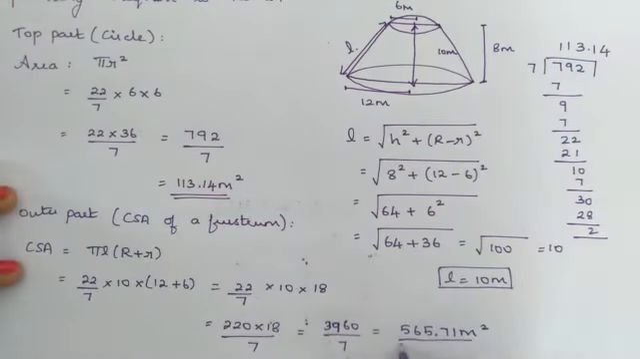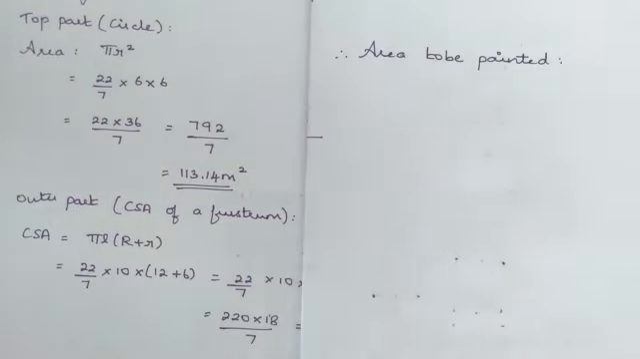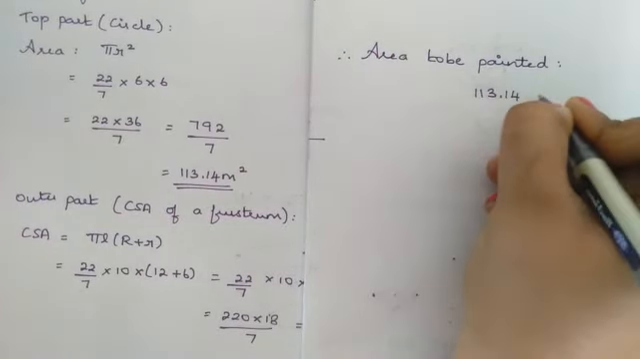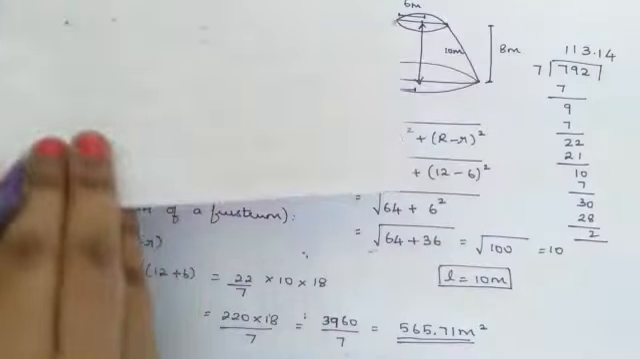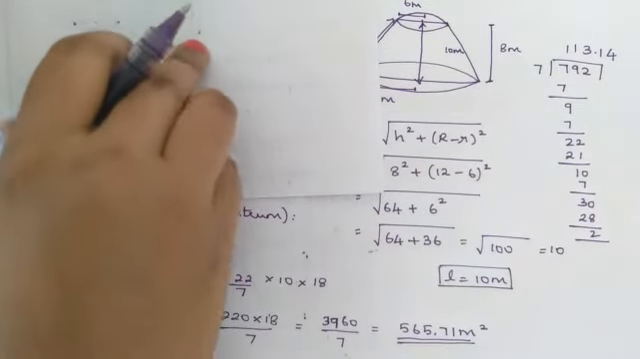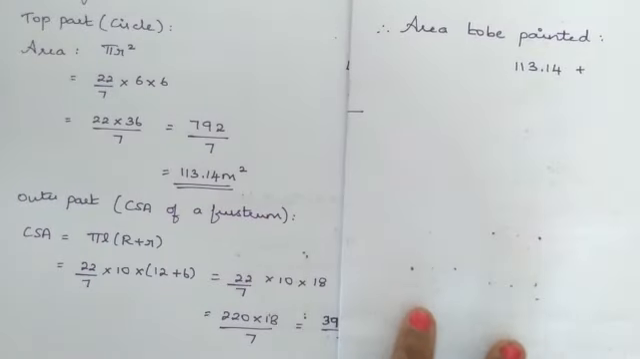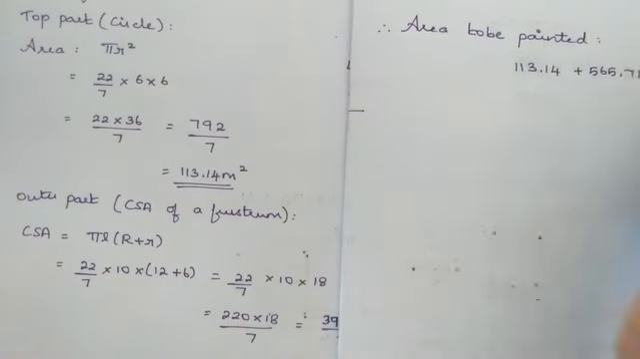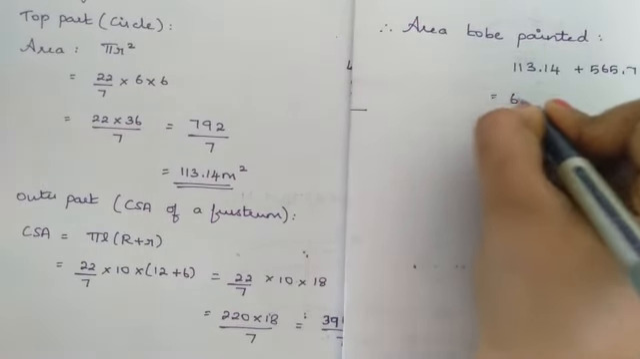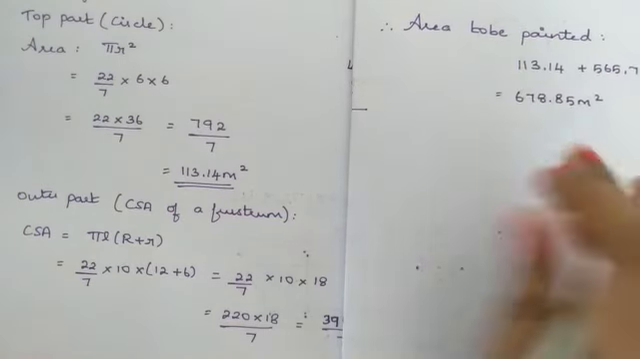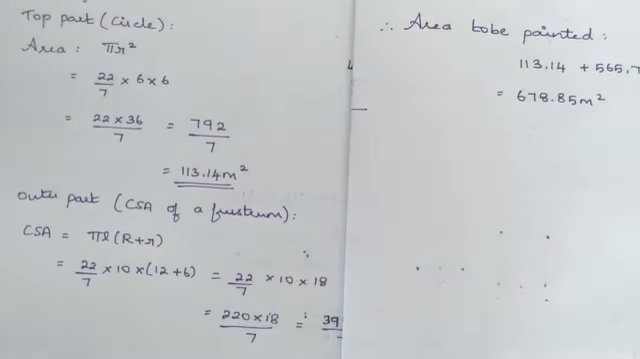Let's add both these areas. Therefore, the area to be painted, that is the top part, 113.14 plus the outer part 565.71. Let's add both. If you add both, that is 678.85 meters square. So this is the area which has to be painted.